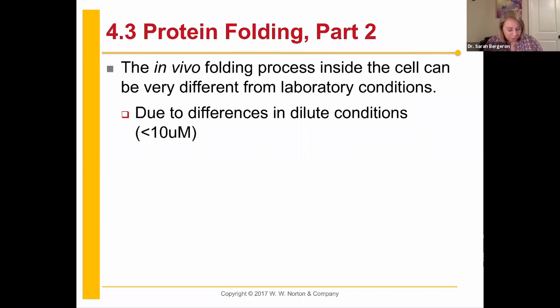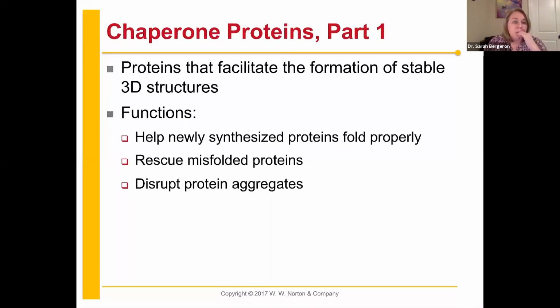All right, so how is it that the cell produces so many properly folded proteins? Really, the molecular basis for this high fidelity folding and refolding, because a lot of proteins are misfolded and then have to be refolded, is due to special helper proteins that we call chaperones. The chaperones provide favorable interaction surfaces, and those interaction surfaces facilitate the formation of stable three-dimensional shapes. They help newly synthesized proteins fold properly.